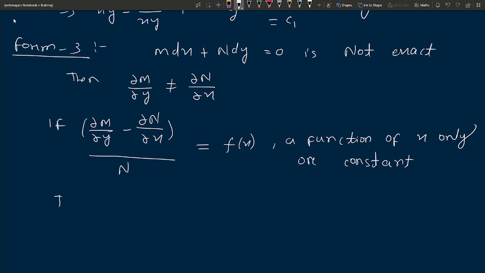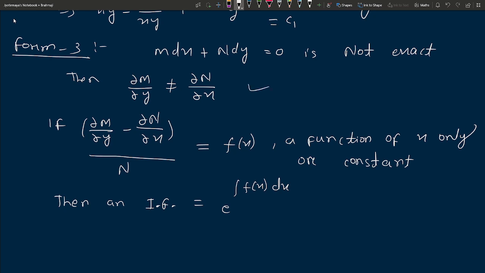Then an integrating factor is equal to e to the power integration of this function f(x) dx. Okay, so let's solve one example. This is a direct formula, nothing to think. You have M dx plus N dy, which is not exact. So first of all you will test whether it is exact or not.